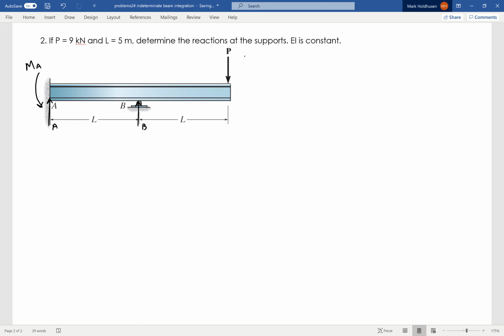Okay, so then I'll sum the forces in the y direction. I've got A plus B minus 9,000 newtons, and set that equal to 0. Then I will sum the moments about the fixed point A. I have that moment at A, given right there. Then I have 5 times B, because L is 5, and then I have negative 10 times the 9,000.